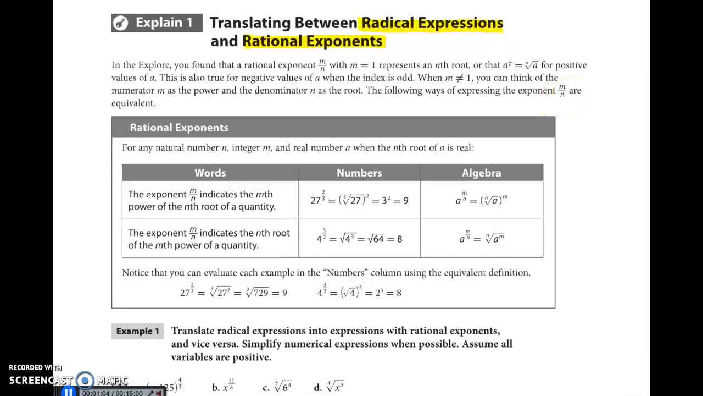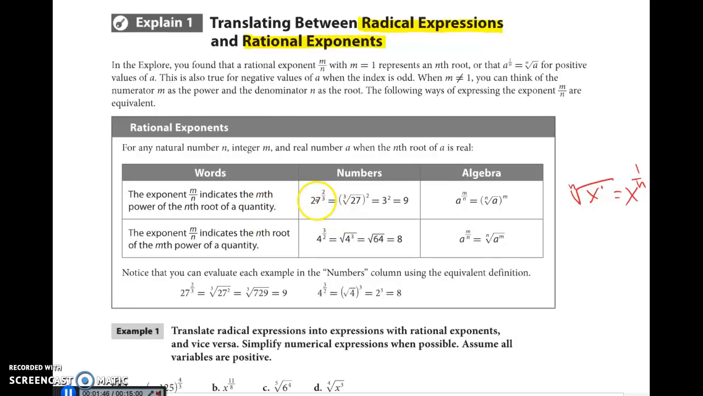What that's basically saying is, if we have the nth root of x, we know that's x to the 1/nth, but what happens if it's not an exponent of 1 here? That's what we're going to be looking at. So, rational exponents. For any natural number n, integer m, and a real number a, where the nth root of a is real, the exponent m over n indicates the mth power of the nth root of a quantity.